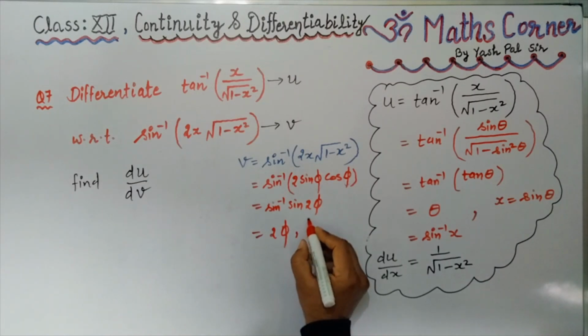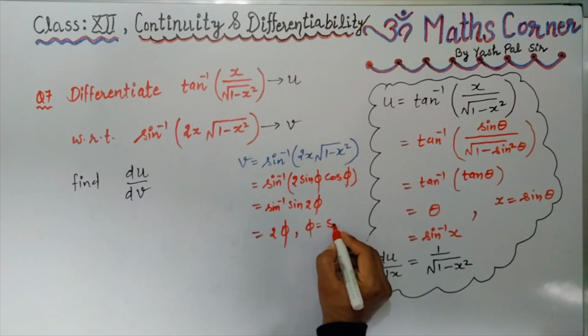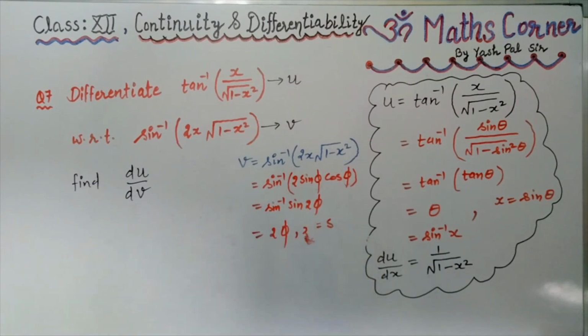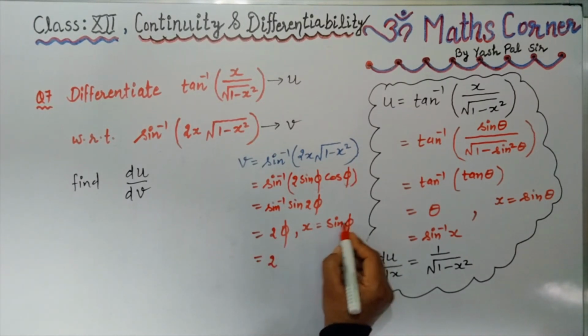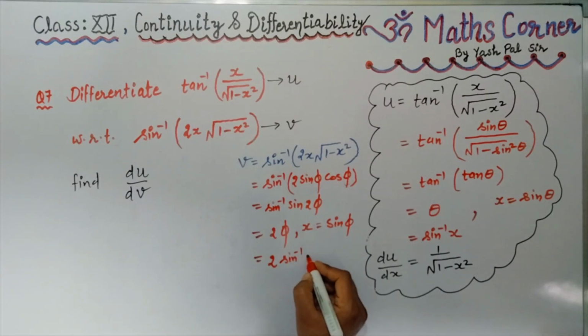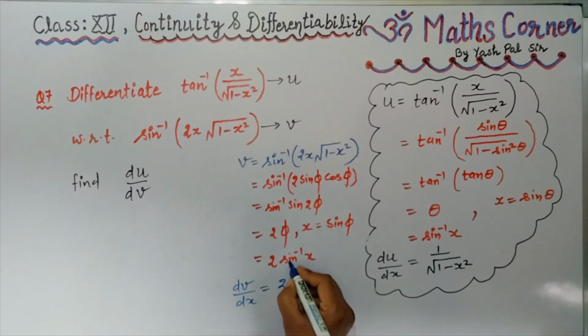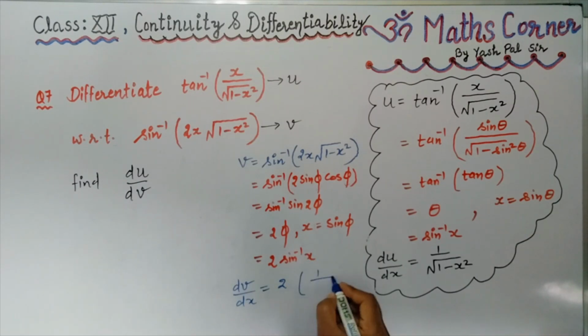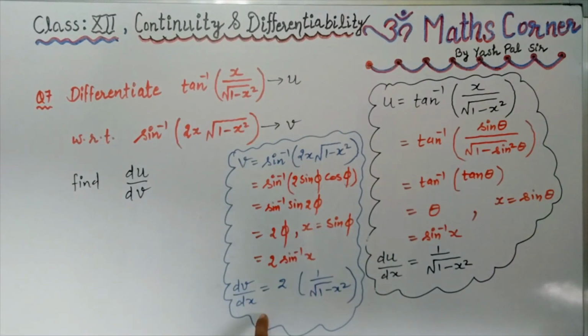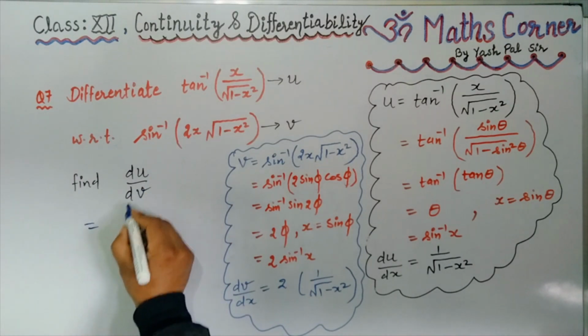Okay, now what is the thing? What was phi? x is equal to sine phi. So from here we have phi is equal to sine inverse x. So what we write here now, dv upon dx is equal to 2 into the sine inverse x derivative, which is again 1 upon square root of 1 minus x square. Right? This way the derivative of v is available, derivative of u is also available.